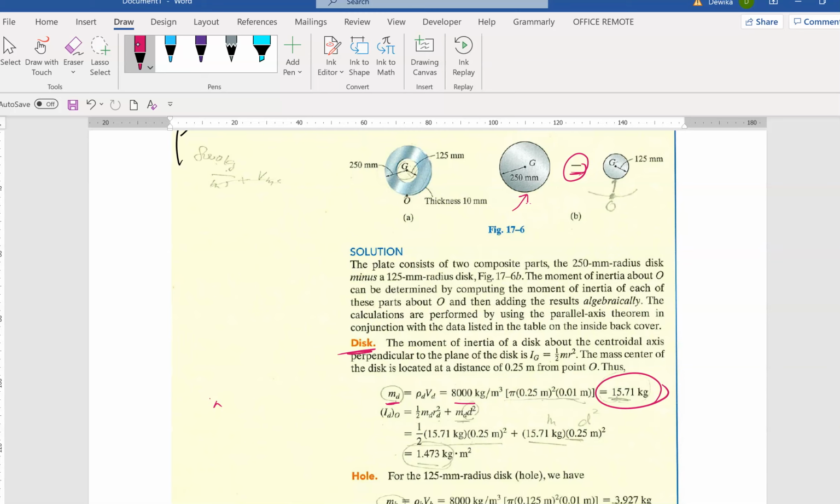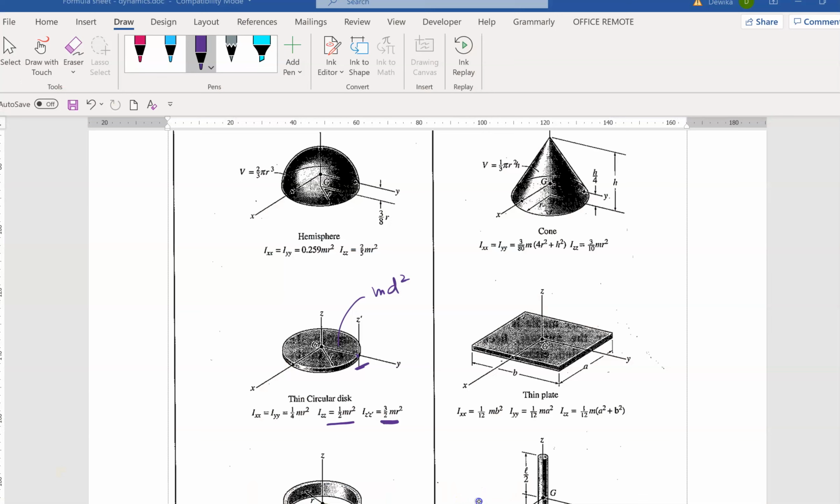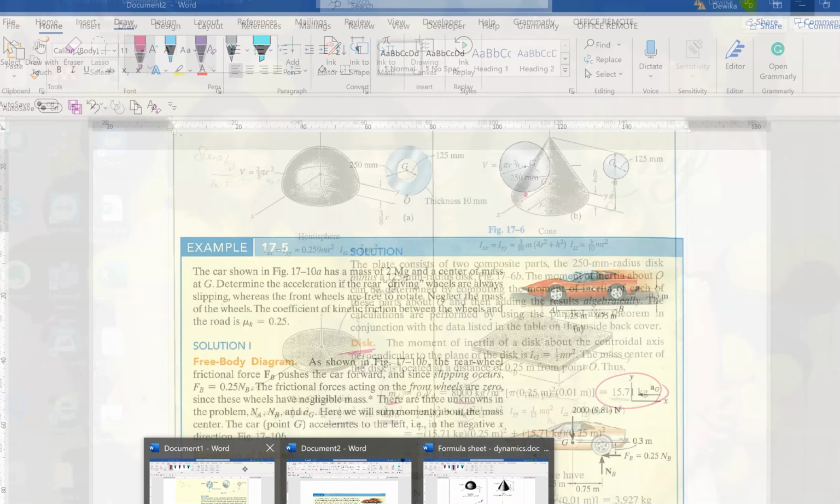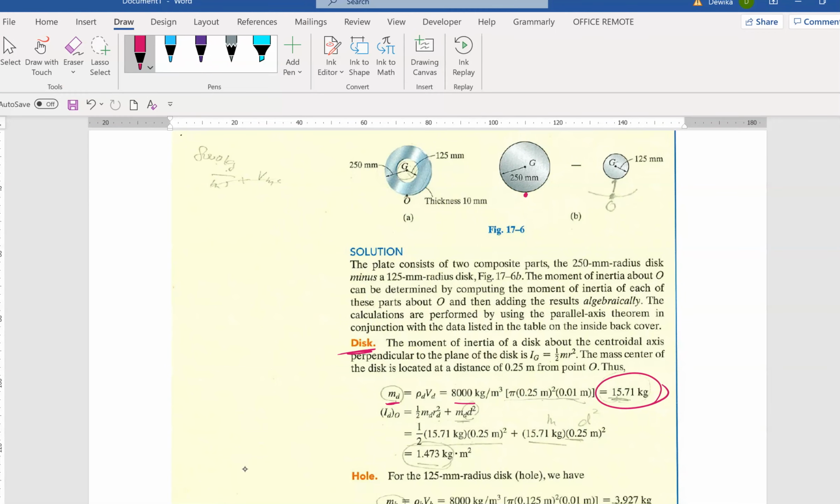Okay, so now where is the axis? It's at the side here, right? Okay, the axis is at the side there. So what they have taken is, let's look at this, they have taken the middle. But if you want to take 3/2 also, no problem, but they have taken the middle. If you take the middle, it's half mr square plus md square. What is the distance? The distance is the radius. The distance is 0.25.